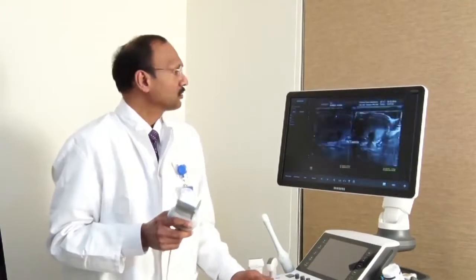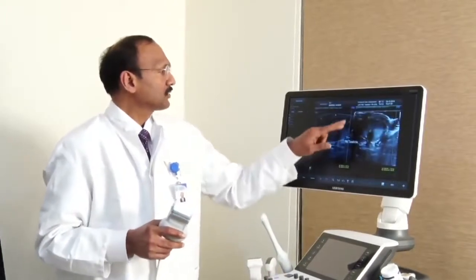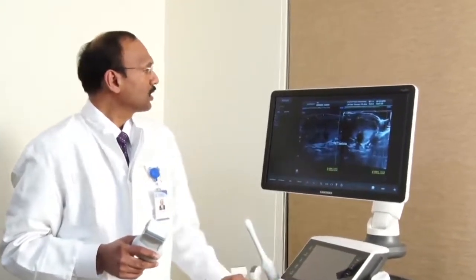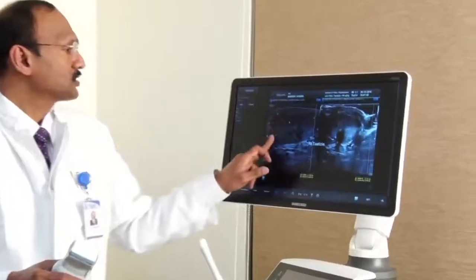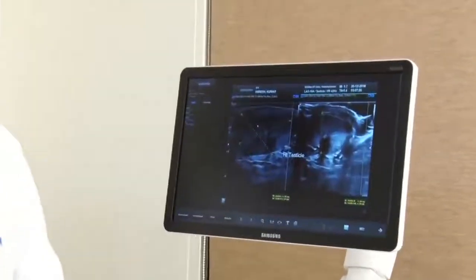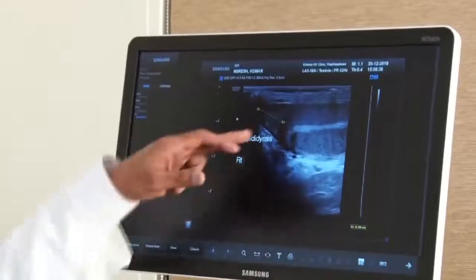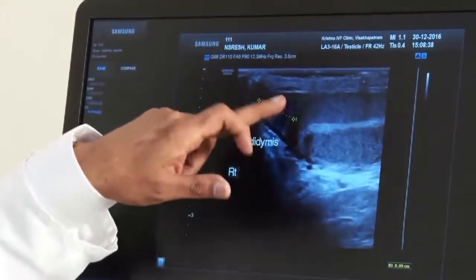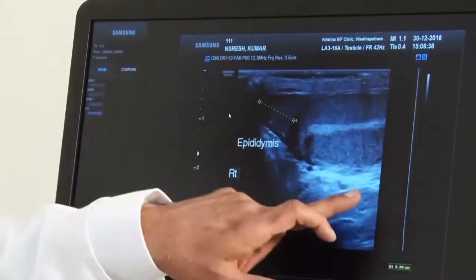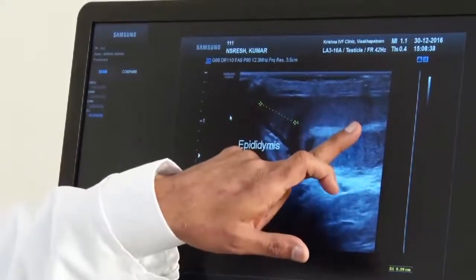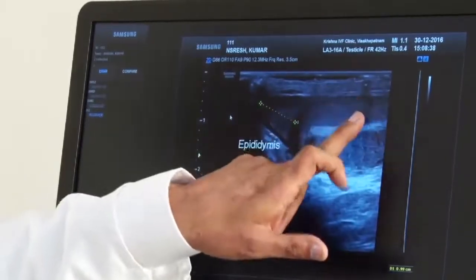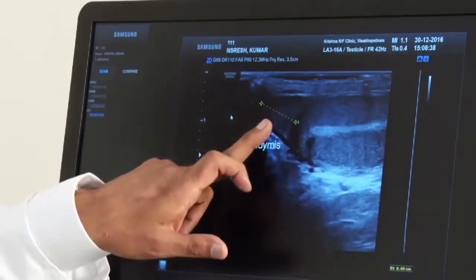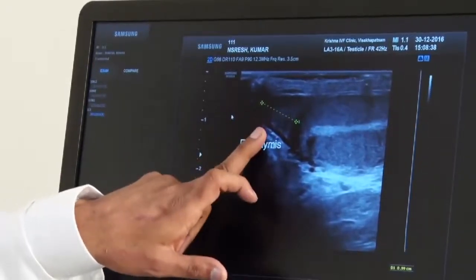For example, when you look at this testis, you are seeing the skin thickness. You are also seeing the internal tissue, and you are also seeing different planes. And you can also see the epididymis very, very clearly, and you can also see cysts in the epididymis. So in a male, using scrotal ultrasound, we can tell certain amount of problems in the testis and also certain amount of problems in the epididymis. This gives us good quality of information.